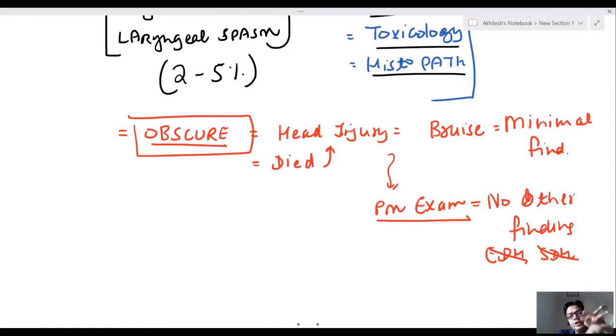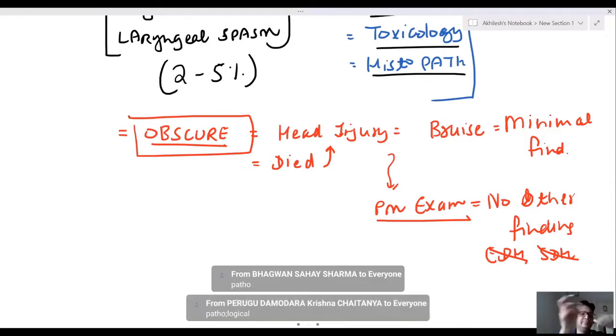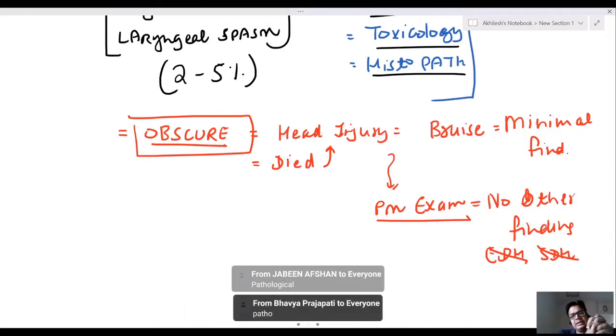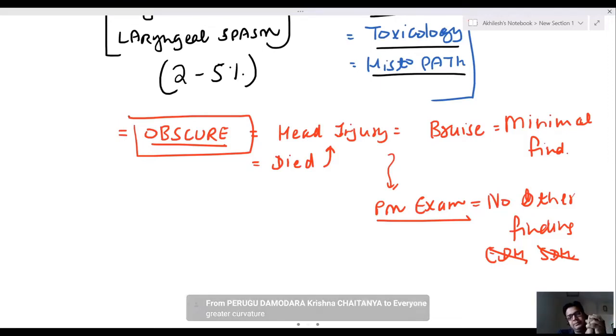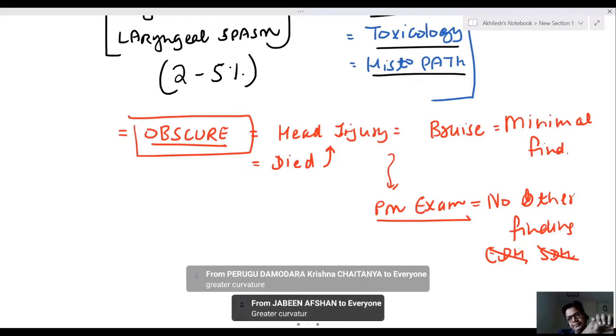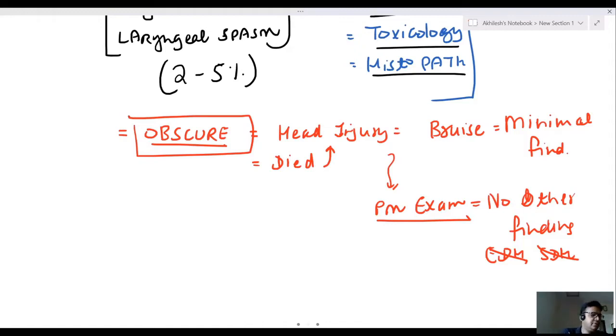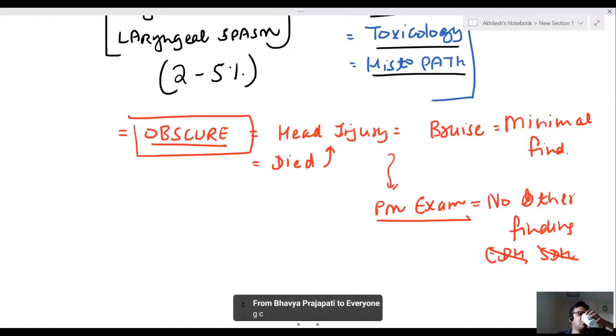In which autopsy consent of relatives is a must? Pathological autopsy. Consent of relatives is a must in pathological autopsy. Stomach is opened from greater curvature. Greater curvature. Very good. Stomach की opening greater curvature के through होती है. Very good. Okay.